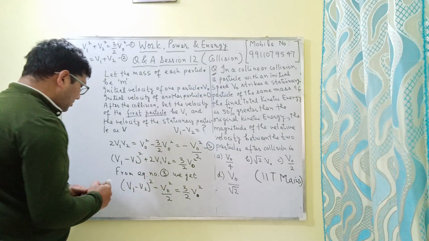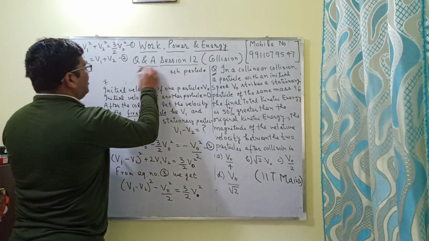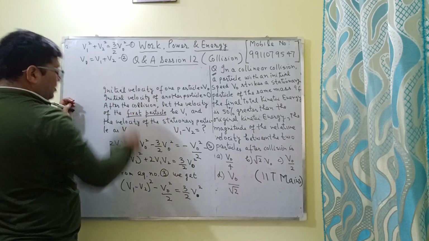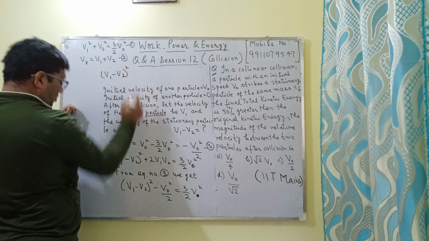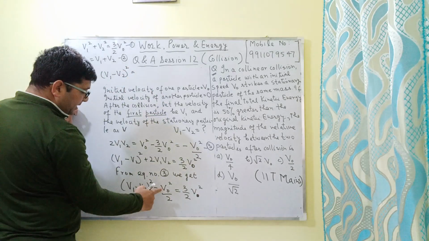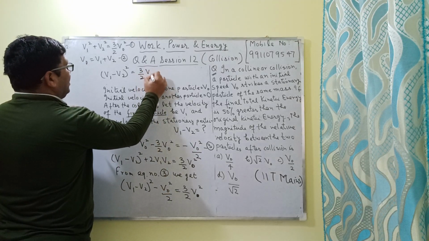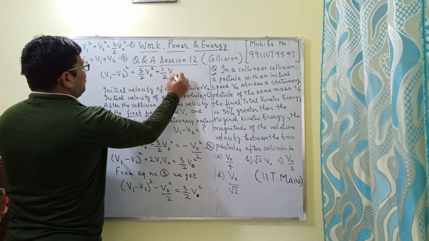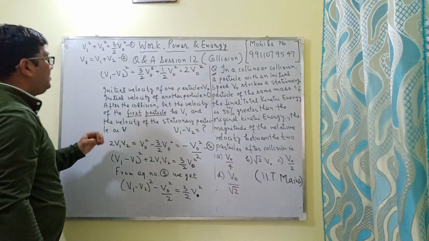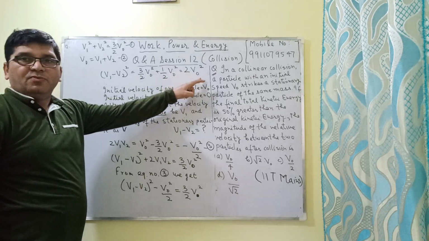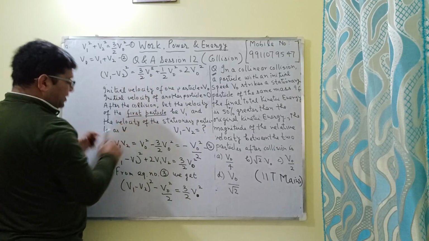So finally, what I am getting here is that V1 minus V2 whole square is equal to, I will take this term on the right hand side, so this will be equal to 3 by 2 V naught square plus 1 by 2 V naught square, and this is equal to 2 V naught square. If I add it, I will be getting 2 V naught square.